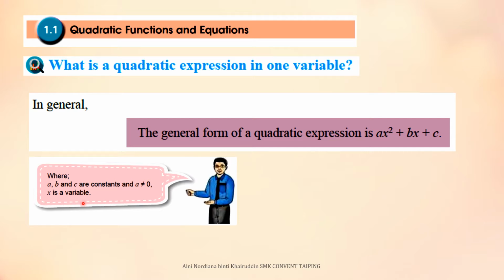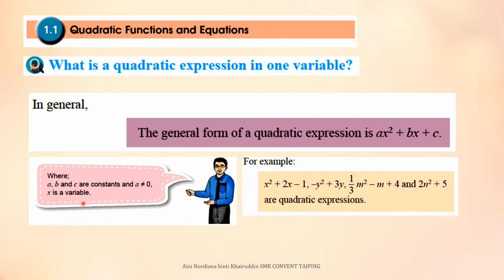X is a variable. For example, x squared plus 2x minus 1, negative y squared plus 3y, 1 over 3 m squared minus m plus 4, and 2n squared plus 5 are examples of quadratic expression in one variable.